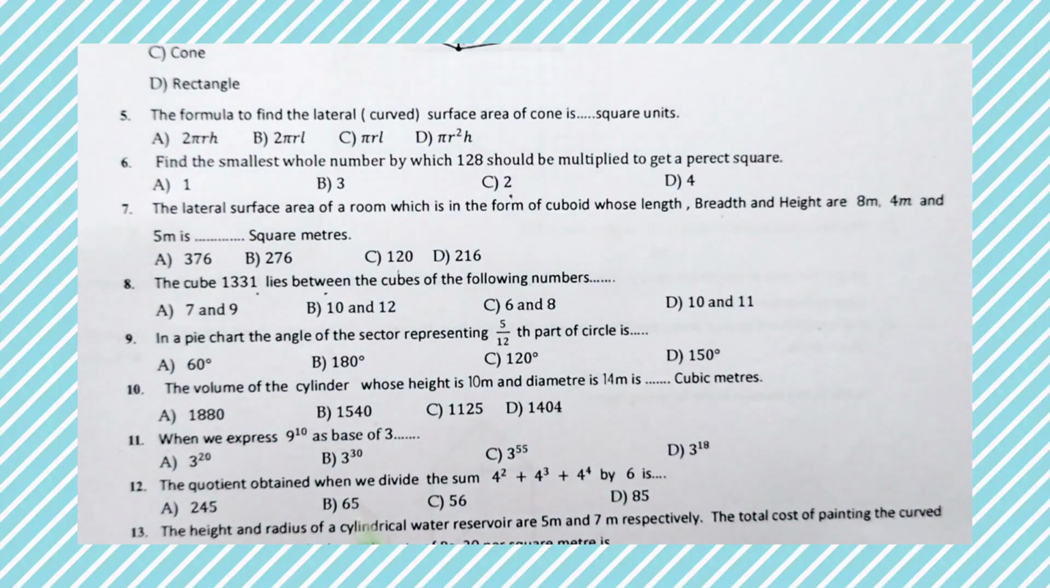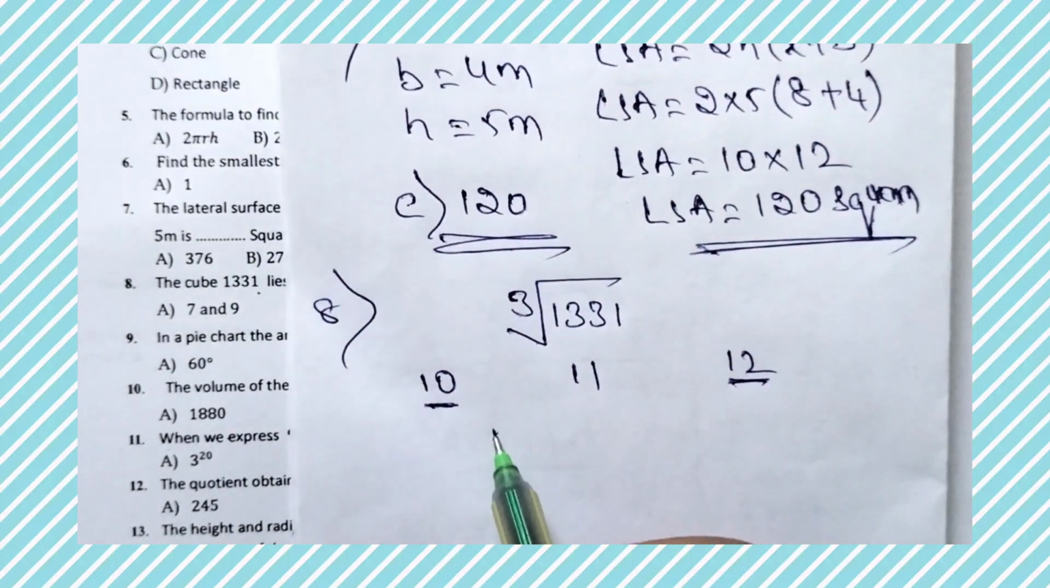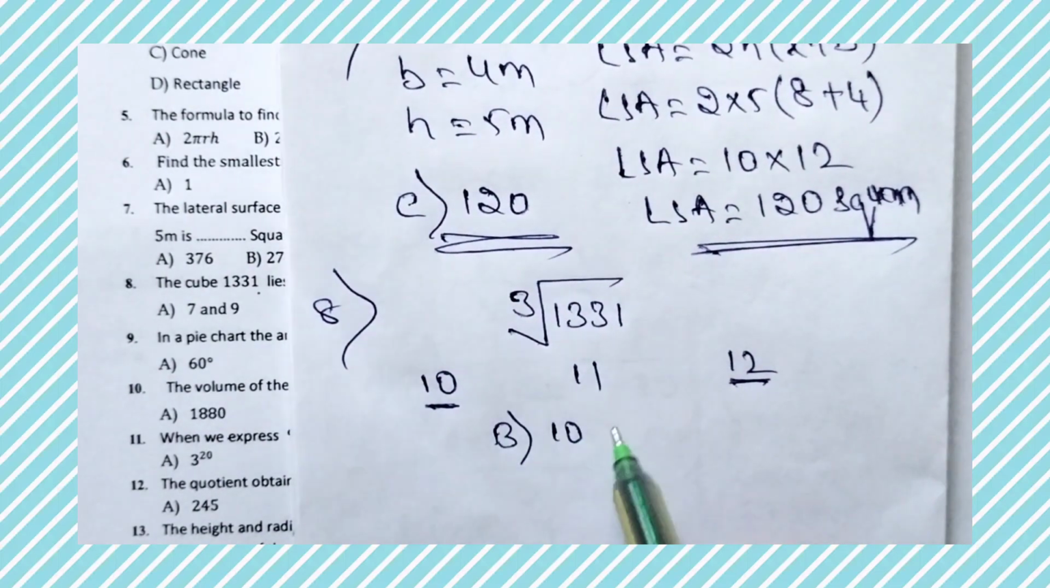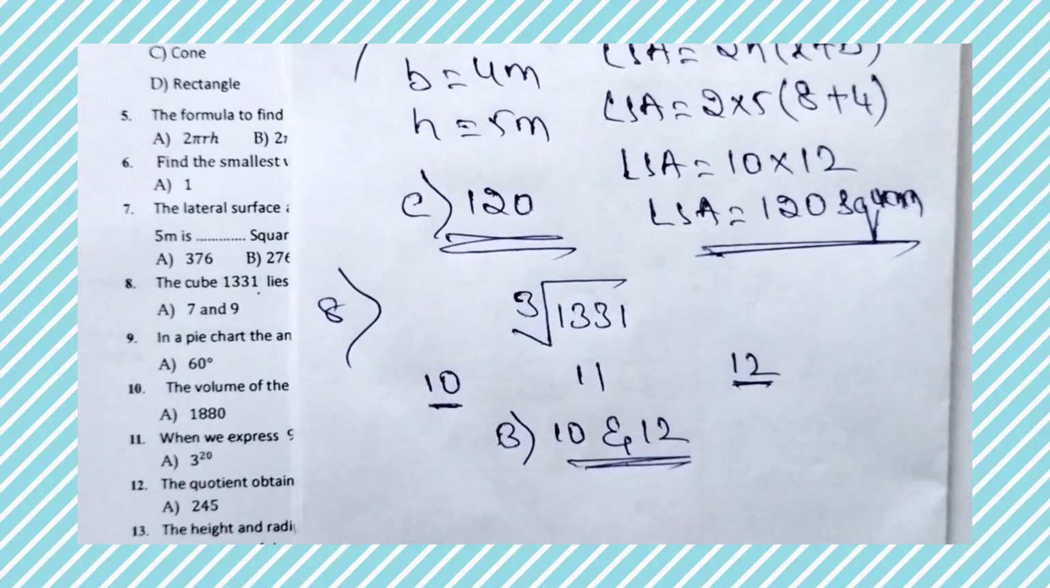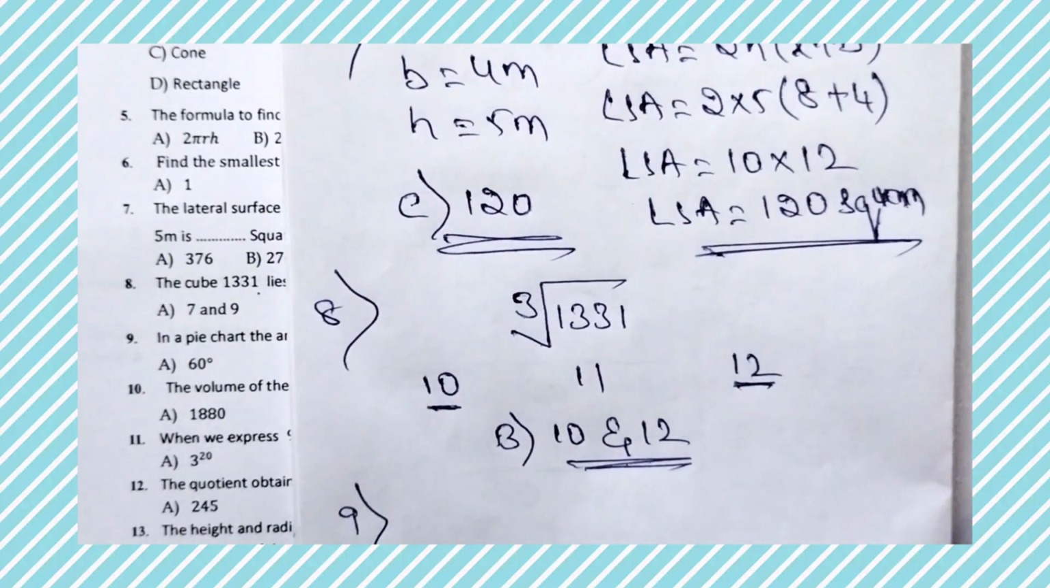So see where 10 and 12 is. So option B. For the 8th question, the right answer is option B, 10 and 12. Now let us move to the 9th question.